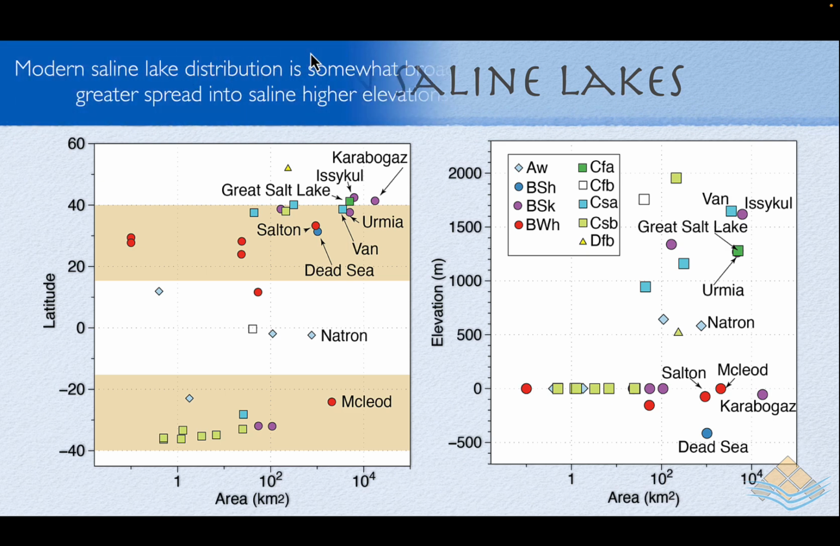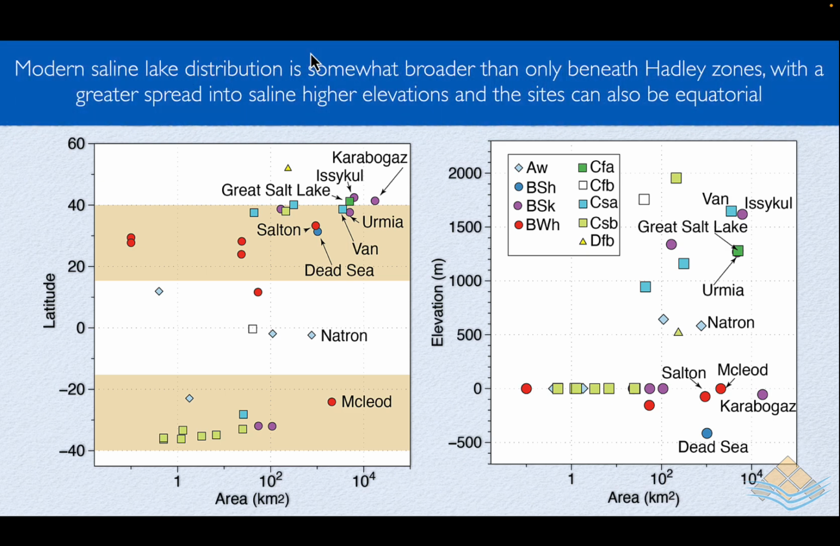Modern saline lake distribution is somewhat broader than just beneath Hadley zones, with a greater spread into saline higher elevations. And some of these sites, as we said, Lake Natron and Lake Magadi, the blue triangles in the middle of that left-hand plot, are there because of adiabatic restriction in what is an equatorial zone.